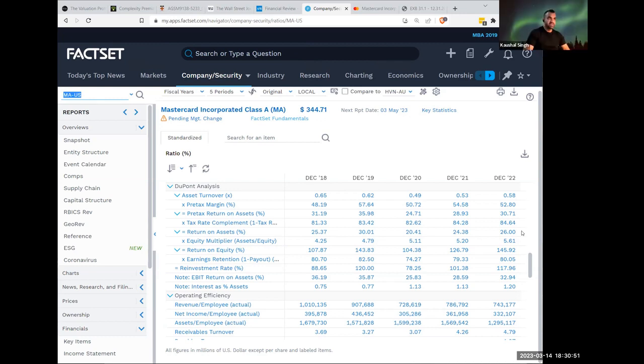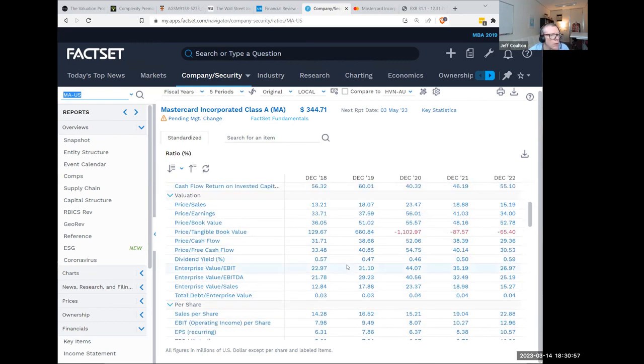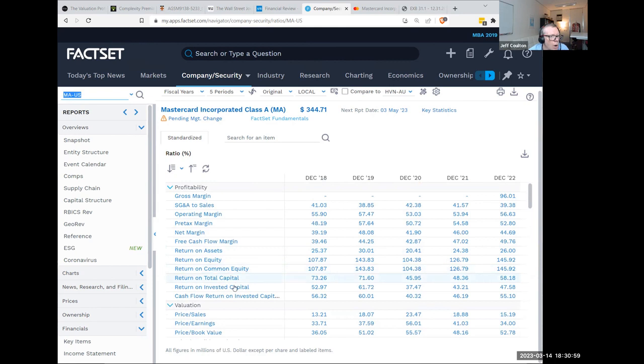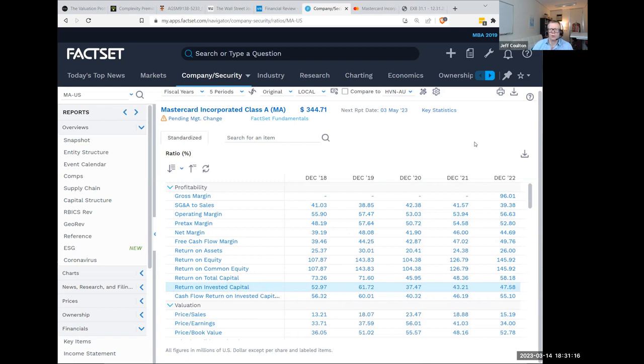And so the return on invested capital is there if you scroll up, Jeff. Is it? Oh, okay, yeah. 47. Now that's still a pretty high return on invested capital. And if we have a look, net income, yep, that was the 10 billion that we saw. Average total invested capital, 20 billion. So it's in between return on assets and return on equity.